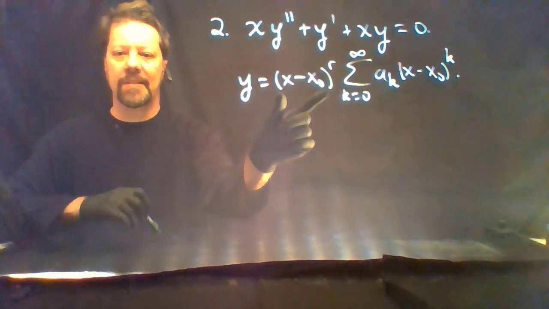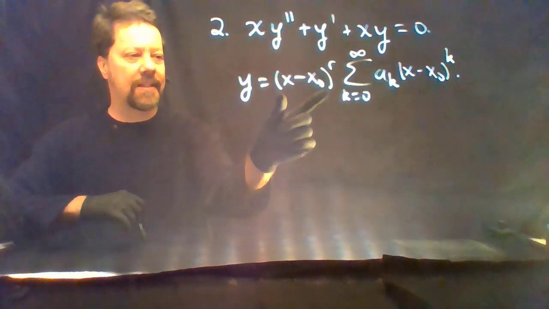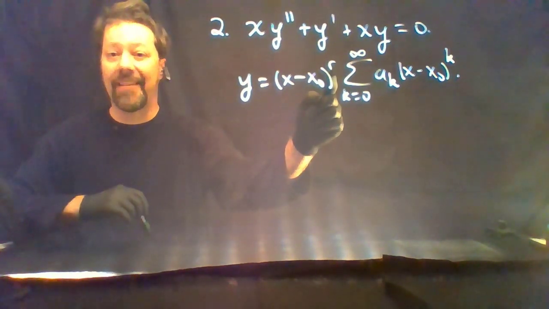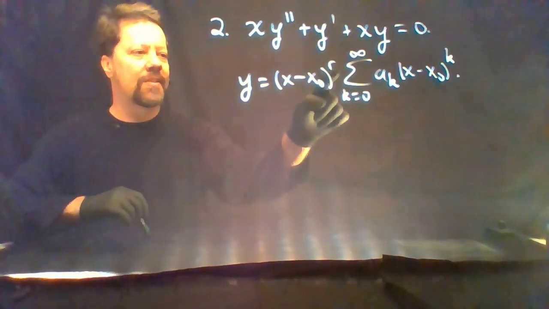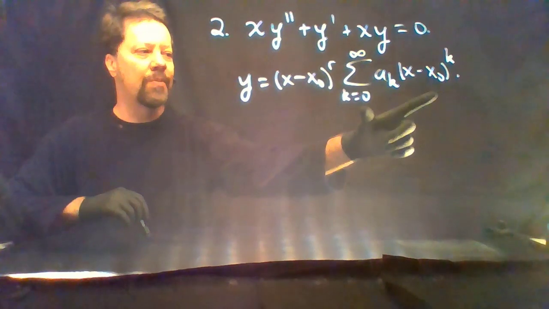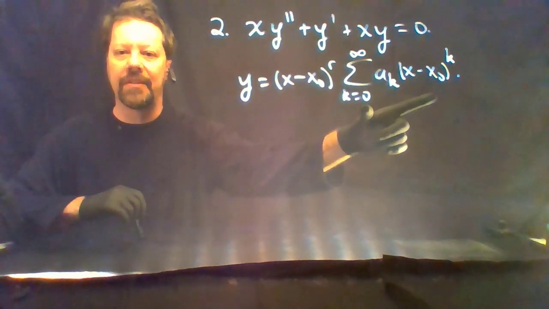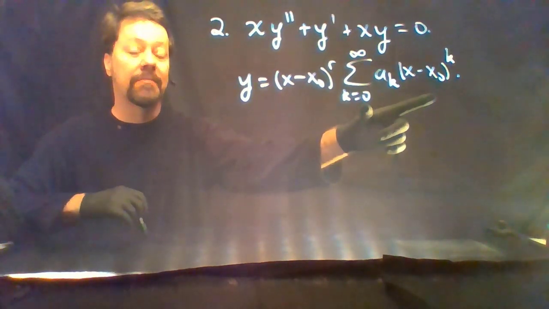The only possible non-analyticities may occur here. Say if r is -1, you'll get division by 0 at x0. But in this case, r is equal to 0, which means this part goes away and we're left with some analytic function. Analytic functions being expressible as power series.